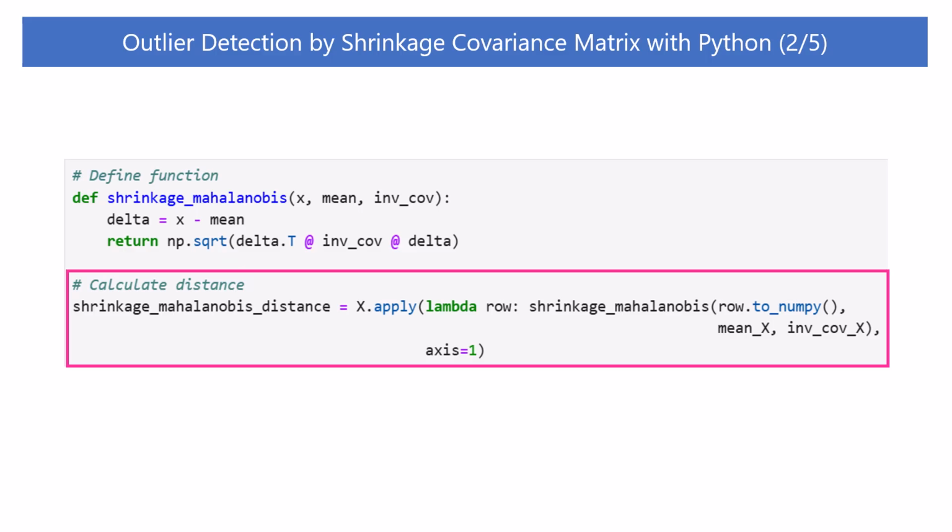The apply method of pandas is used to apply the function to each row in the data frame x, that is, each data point in x. The parameter axis equals 1 specifies that the function is applied row-wise. In the parentheses, lambda row defines an anonymous function that takes each row as input. Row.to_numpy converts a row from a pandas series to a numpy array, making numerical computations easier. As a result, the Mahalanobis distances for all data points are stored in a pandas series object.